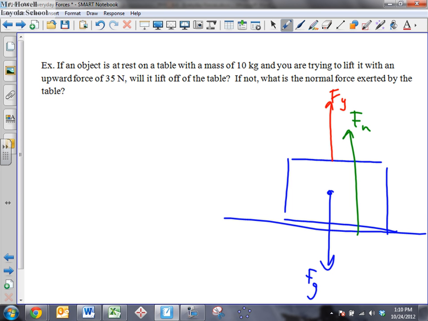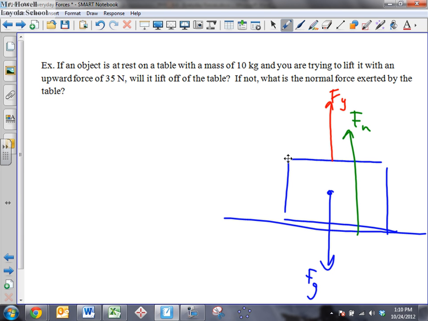The only thing that is acting on this object is the person pulling up with Fy, the weight of the object pushing down into the table, Fg, and then the normal force supporting it on the table as well. There's nothing left and right. The object is not being slid to the left or the right, so we have nothing in the x direction. Okay? Now, Jeff, what did you say? What are we going to use? What rule? What equation? F equals MA.